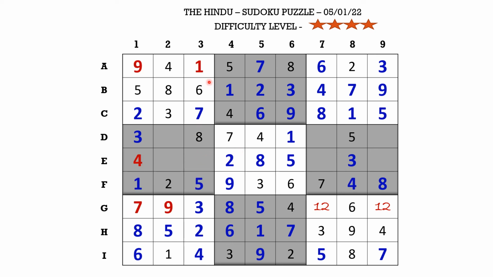In column 3, the only missing number is 9. Column 2, the missing numbers are 6 and 7. There is a 7 here, so D2 takes 6 and E2 takes 7.